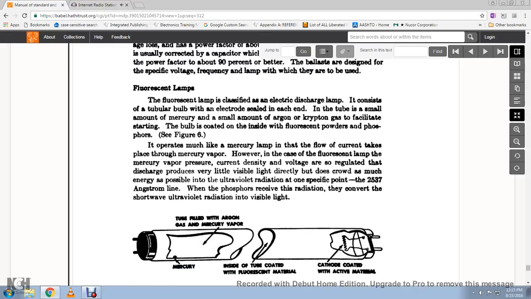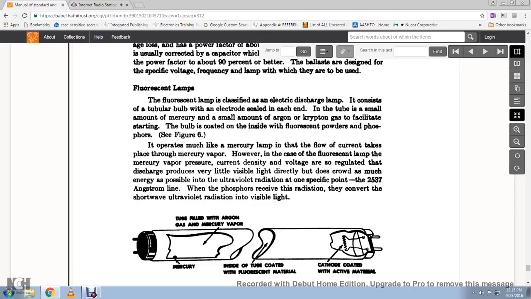Fluorescent lamps are classified as electrical discharge lamps and consist of a tubular bulb with an electrode sealed within each end of the tube, with a small amount of mercury. A small amount of argon or krypton gas is added to facilitate starting. The bulb is coated inside with fluorescent powders and phosphors. It operates more like a mercury lamp, in that the flow of current causes the mercury to become vapor. However, in the fluorescent lamp the mercury vapor pressure, current density, and voltage are regulated in the discharge produced.